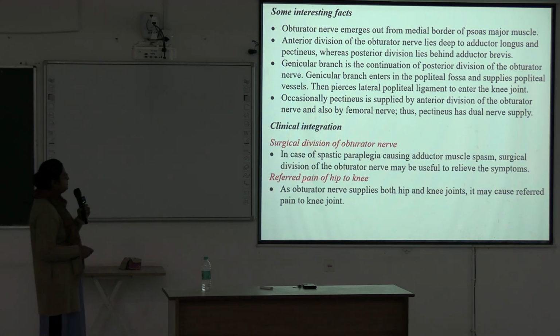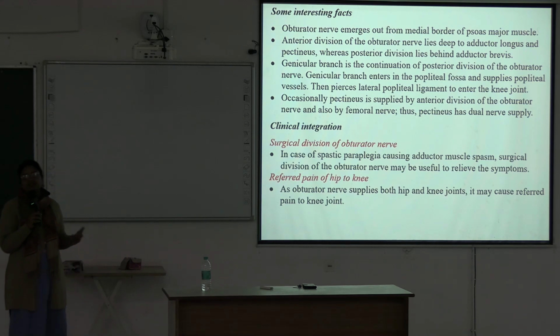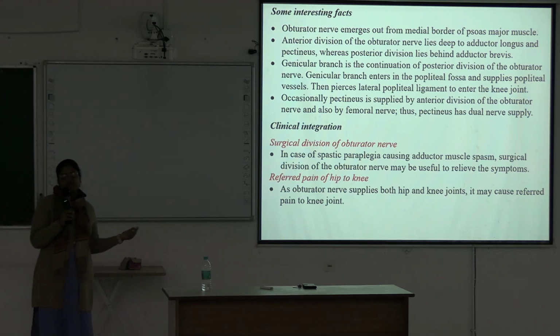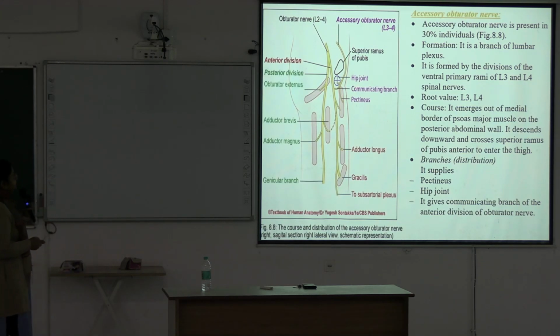This comes as explained why. This is not that much important. Referred pain, hip to knee. Okay, this nerve is supplying both the hip joint and knee joint. So in case of different abnormalities of hip joint or any injuries or disease condition of hip joint, the pain is also referred to the knee joint. Okay, understood? Accessory obturator nerve, here you can see the accessory obturator nerve.